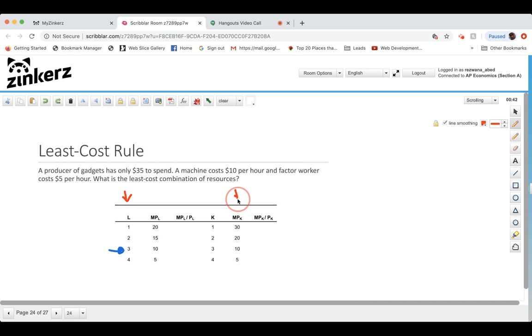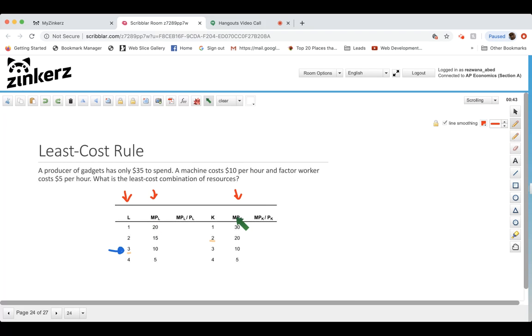And these are the marginal products of capital. Okay, so 30, 20, 10, and 5. Let's say for this problem, you were given these numbers. So that made it relatively easy. All we have to do now is just calculate the ratio of the marginal product of labor divided by the price of labor, and the marginal product of capital divided by the price of capital.